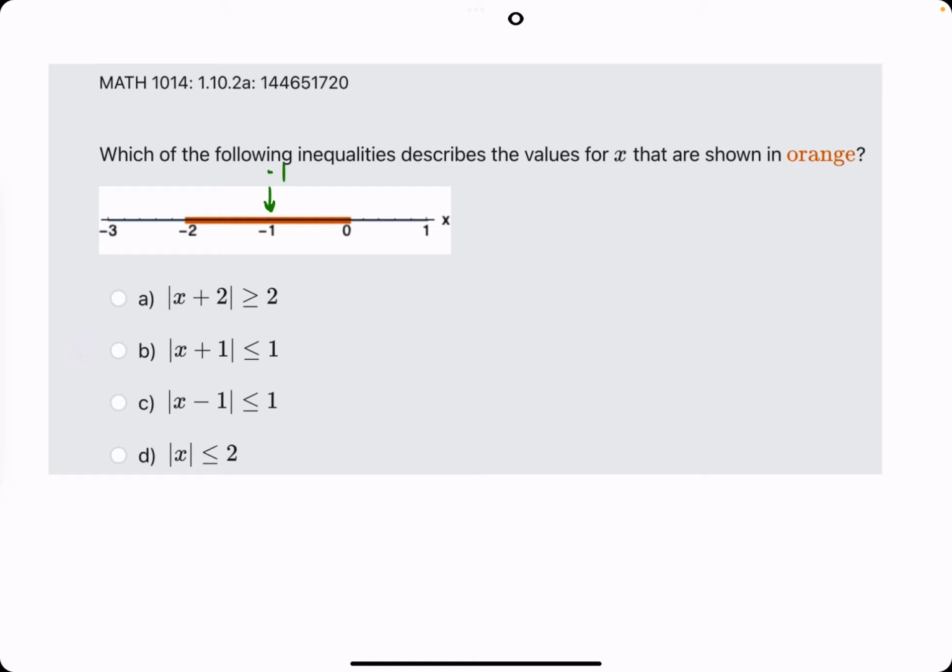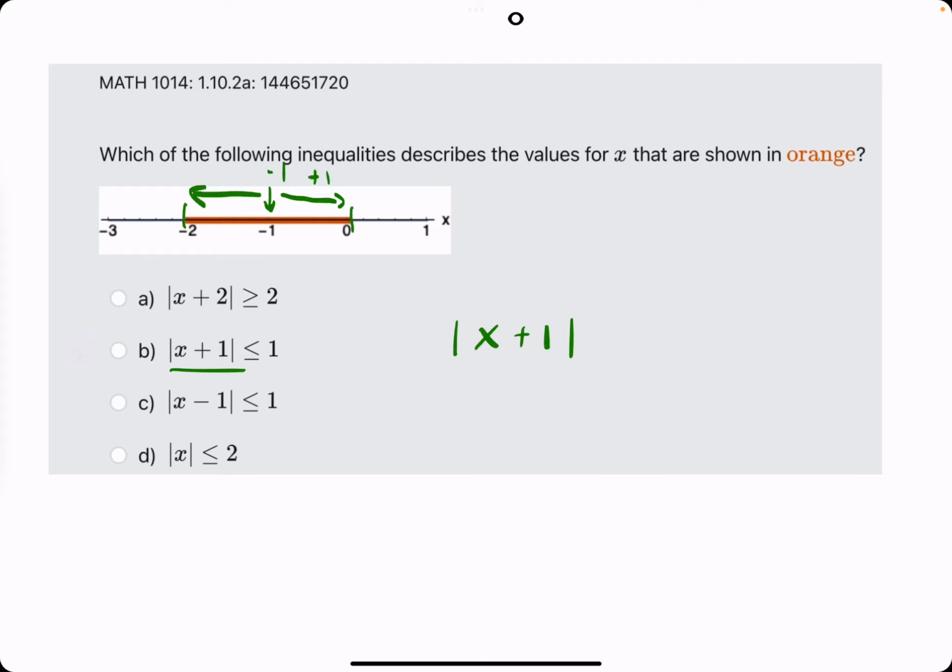The center being -1 tells us that the inside of the absolute value bars should be sort of the opposite of -1. So we should see a +1 in the absolute value bars, and naturally we should see an x at the start. So x plus 1 should be what we see inside the absolute value bars, just on account of -1 being the center.